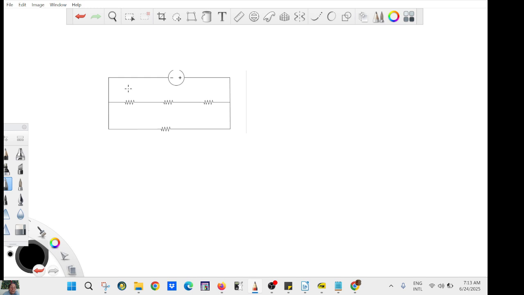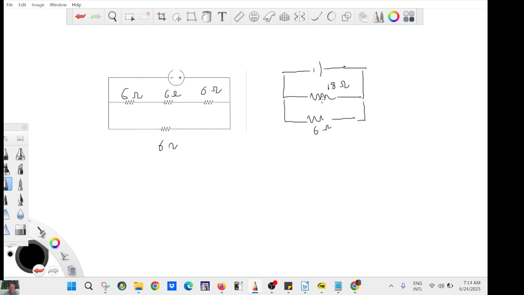So you have 6 ohm, 6 ohm, and 6 ohm. First of all, you always go from inside out. So here you have your power supply. You can replace that by one single resistance, which is 18 ohms. And then this one is 6 ohms. So now you have two resistances in parallel.